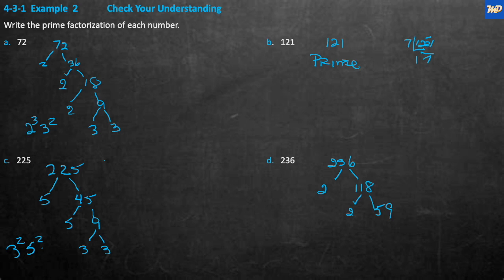So 59. What can we divide 59 by? Anything? Well, is it even? No. Is it divisible by 3? 5 plus 9 is 14. No. What else can we do? It's not 5s, it's not 6s. 7, does 7 go into 59? No. So I'm going to say that 59 is prime. So there's nothing else you can do here. So it's 2 squared times 59.